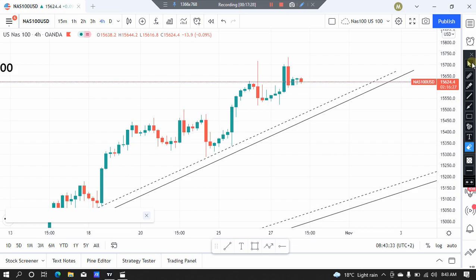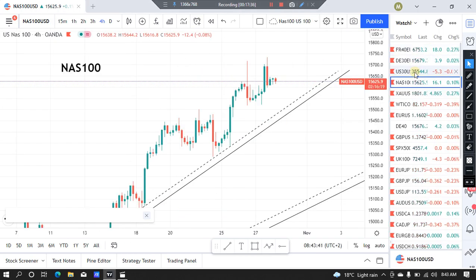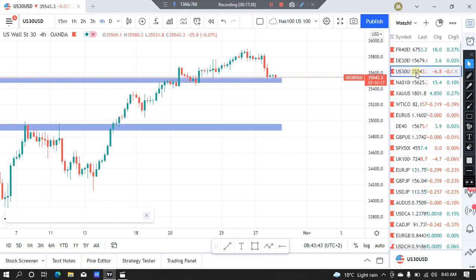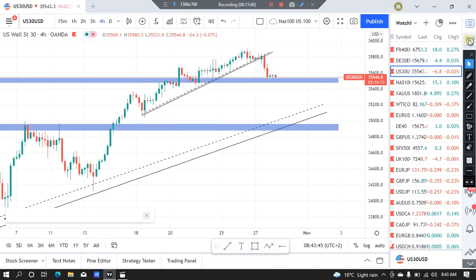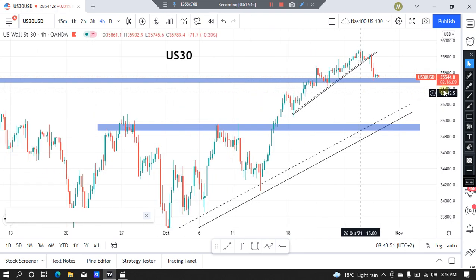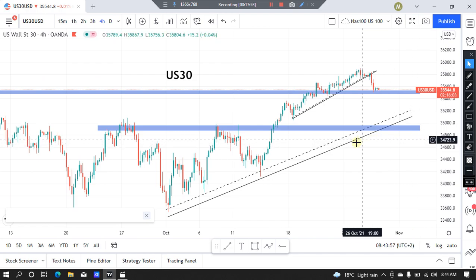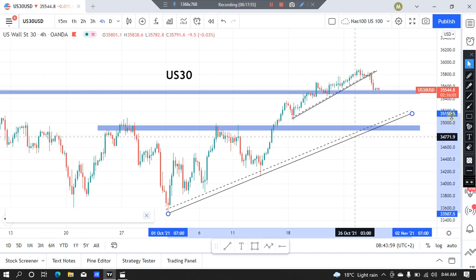So let's go to the next one, which is US30. This was NASDAQ 100, or US Tech 100. So on US30, the market is selling off. We saw the market selling off yesterday before the market closed. This kind of move is quite similar to what we saw on NASDAQ. It's quite similar.